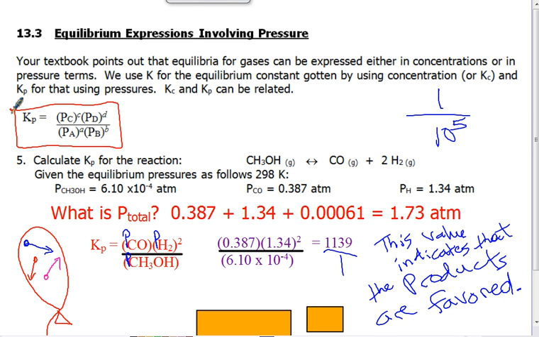This is pressure of whatever element C is. Pressure, pressure, pressure. Lots of pressure going on in there. So you solve it the exact same way.